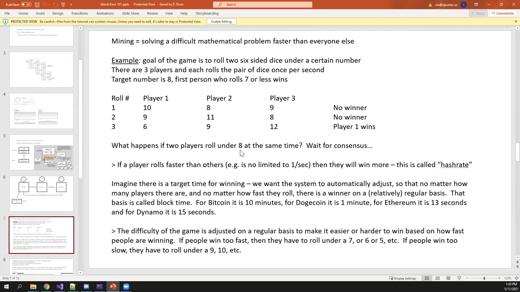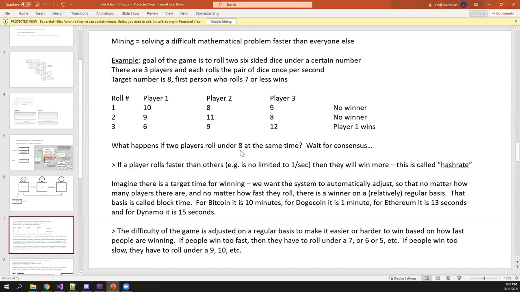So what happens is, let's say that people are rolling really, really fast, and they win the game once a second, but we want to make sure that there's only a winner every 10 seconds. So we make it harder, and we say, instead of having to roll under an 8, now you've got to roll under a 7, and people still roll really, really fast, and they win after 3 seconds. Now you've got to roll under a 6. Now you've got to roll under 5, right? You keep lowering the number that you have to roll under until you get to that 10-second limit.